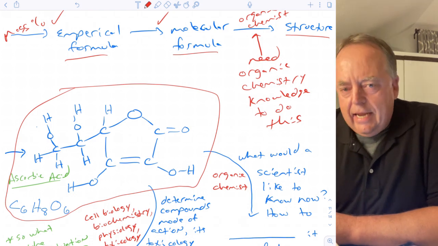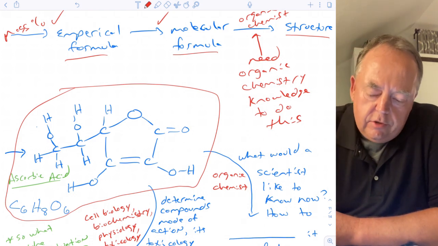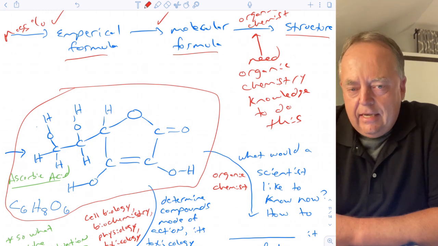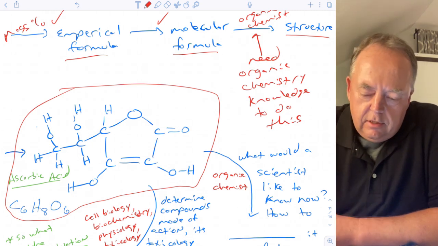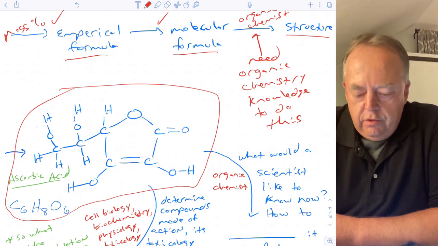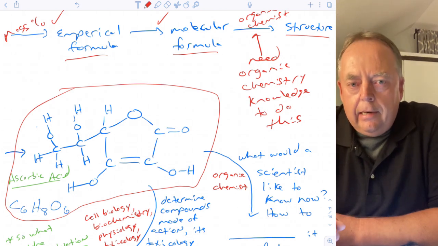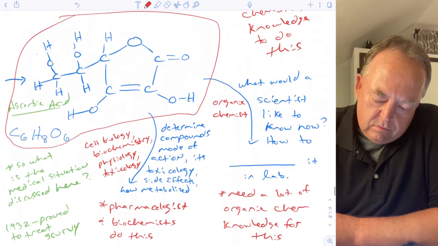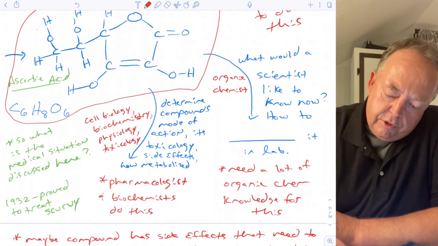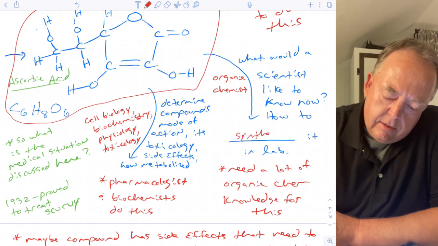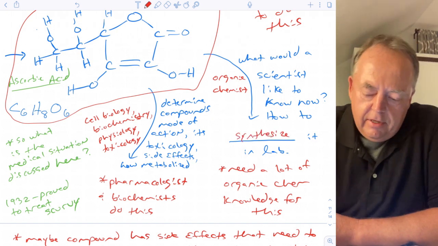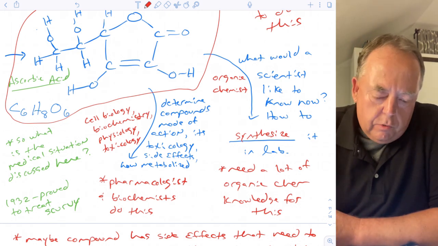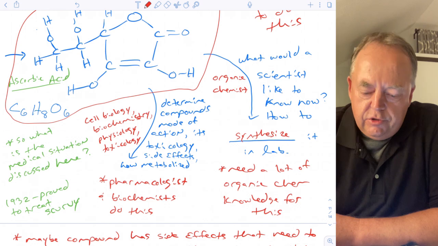So why does a scientist, or a chemist, want to know a molecule's structure? Because if you know its structure, then you can figure out a way to synthesize it in lab. So then you don't have to land on islands and harvest fruit, right? You can just make the molecule in lab and administer it to a patient that way. So yeah, scientists would want to know how to synthesize it in lab. To do that, you need a lot of organic chemistry. This is an organic molecule. If you want to know how to make it, you got to take organic chemistry.